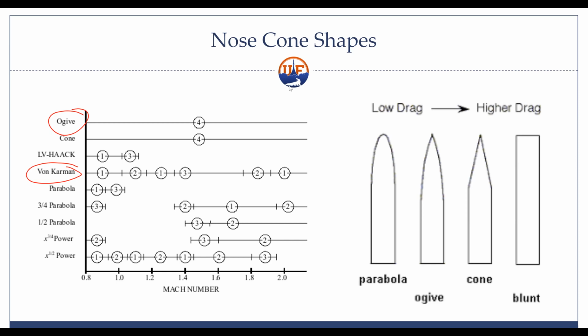And then the von Karman traditionally is the least drag-producing nose cone shape. I'm pretty sure bullets are made in the shape of a von Karman, like high caliber rifle bullets. So this also applies to bullets. If you want to make weapons too, this is the team for you.